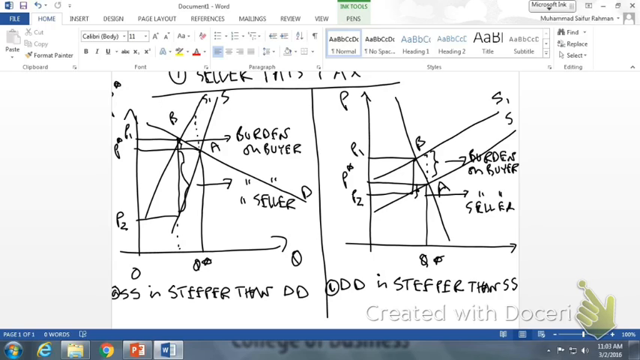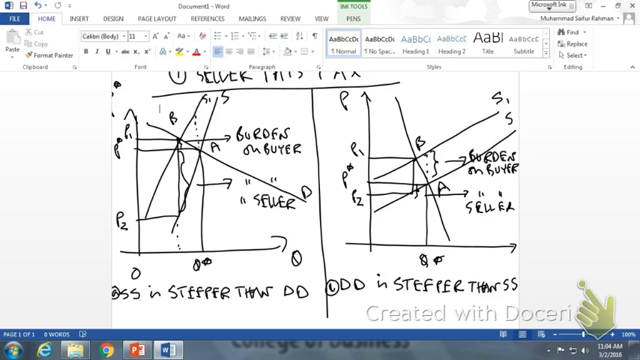Let's now make a very important conclusion, which will be in your exam. We notice that in this case where the seller is paying the tax, who bears the larger share of the tax burden really depends on the steepness of their corresponding curve. If the supply curve is steeper, our supplier bears the larger share of the tax burden. If the demand curve is steeper, our buyers pay the larger share of the tax burden.